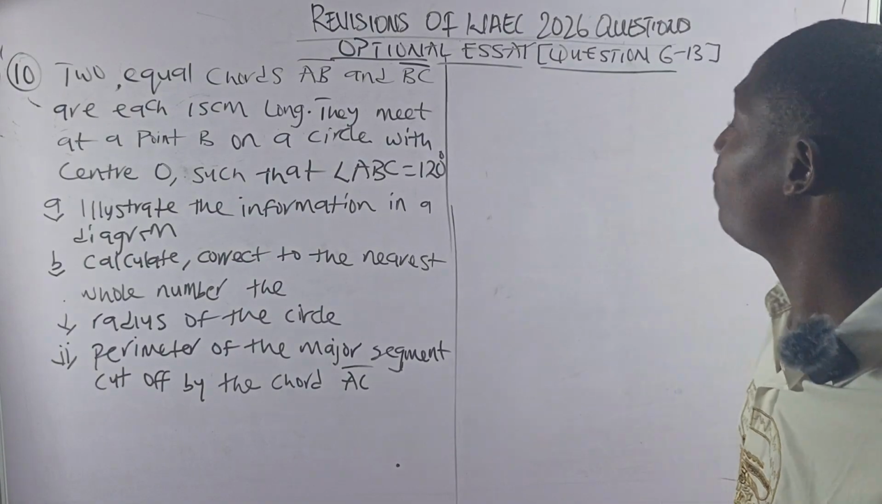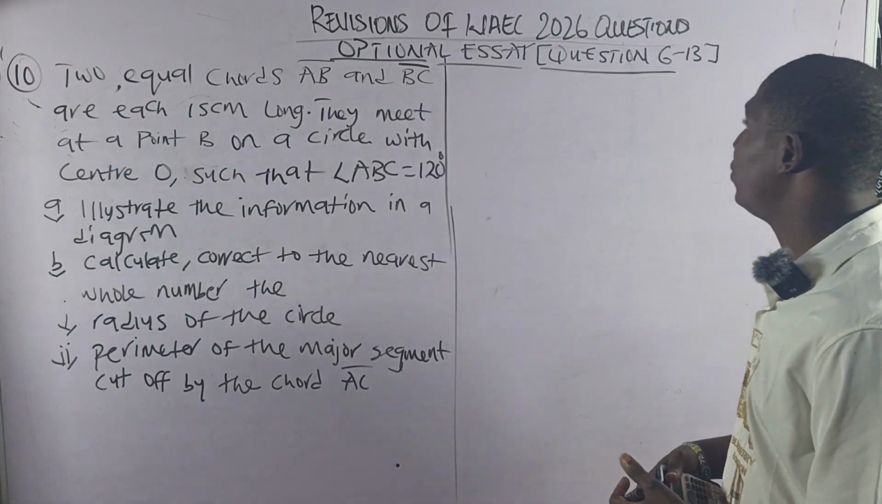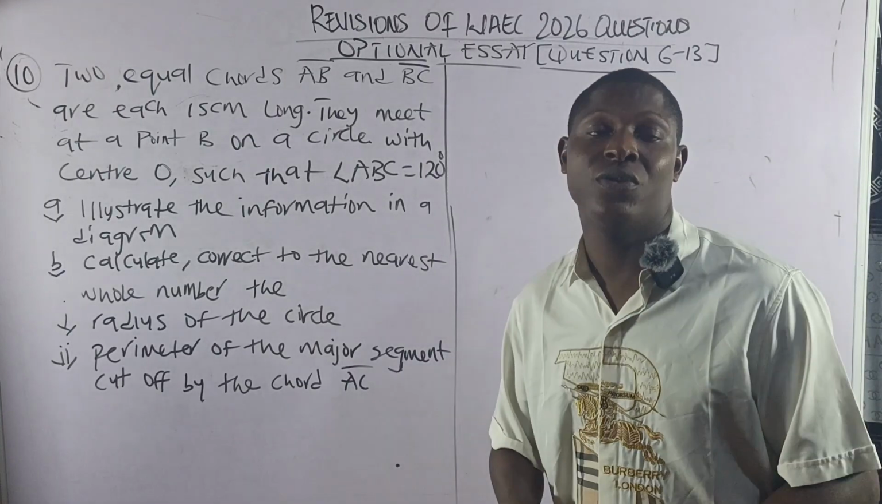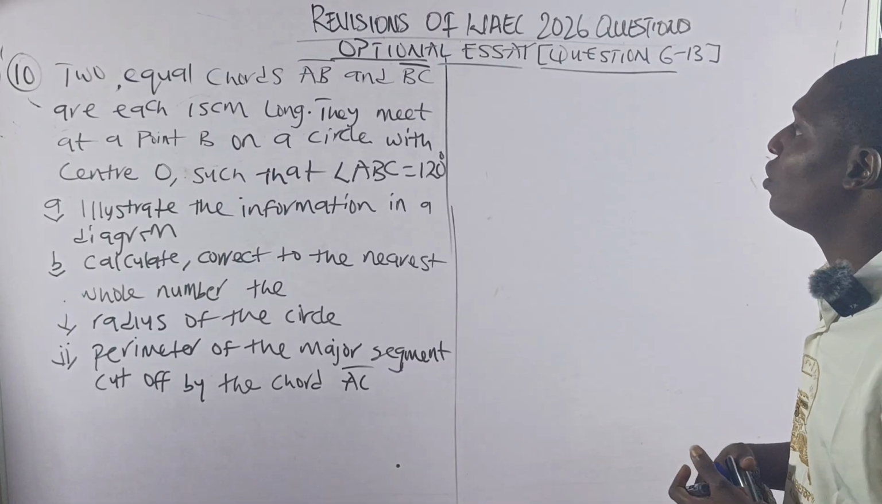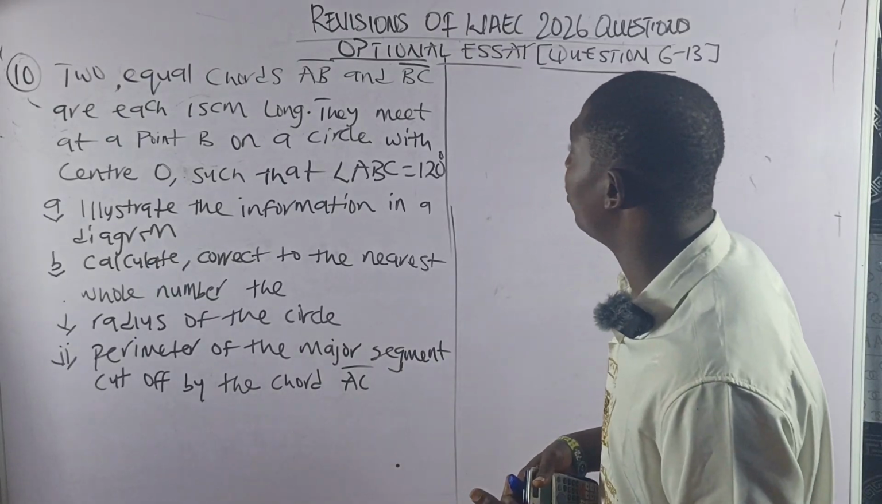Welcome back, everyone. Today we'll be looking at question 10 to question 13, which are the four questions left because we've done question 6 to question 9 already. So, question 10 says two equal chords AB and BC are each 15 centimeter long.